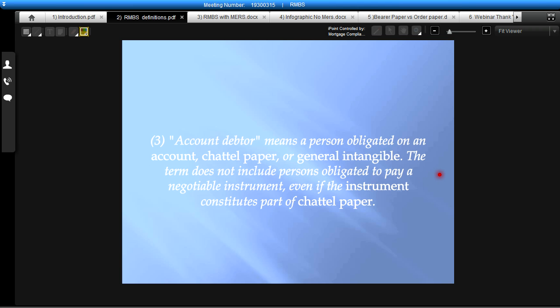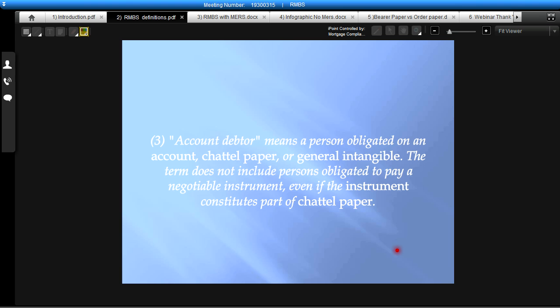So, if I were Countrywide Home Loans and I created an intangible obligation, I would be the account debtor. I would be the person obligated on that account. I created, I'm obligated for it.